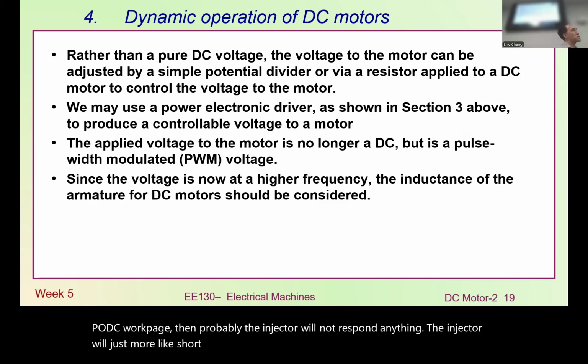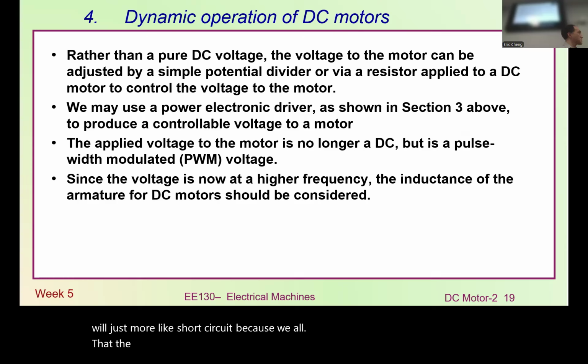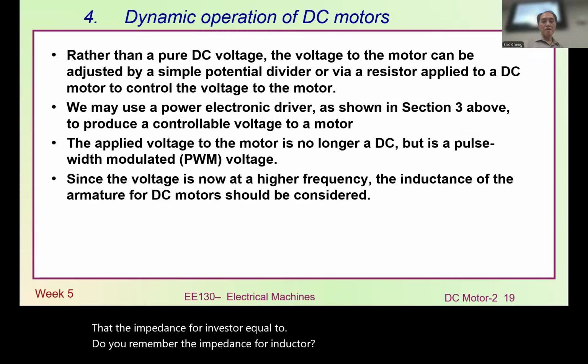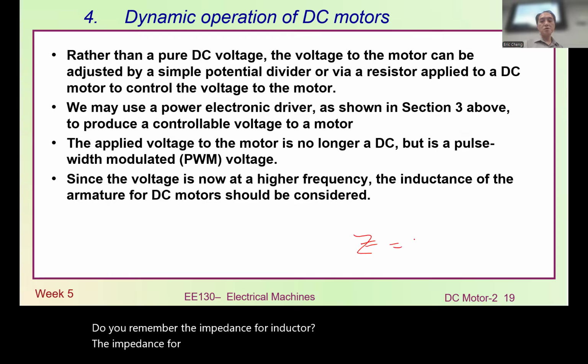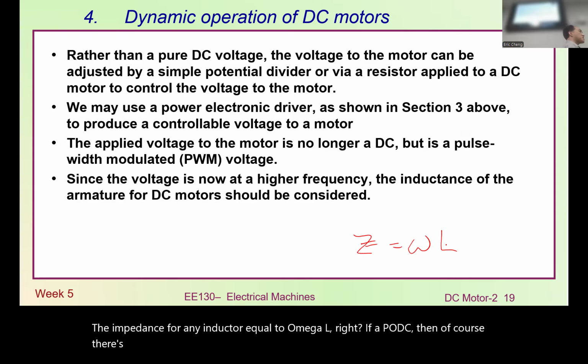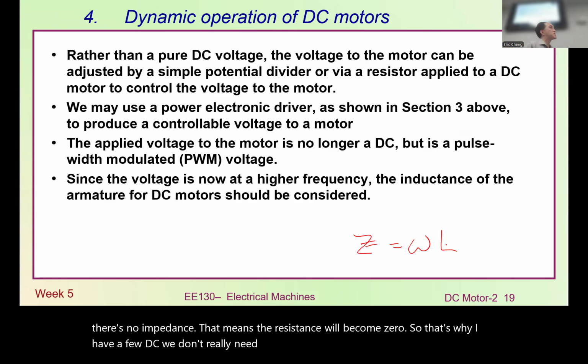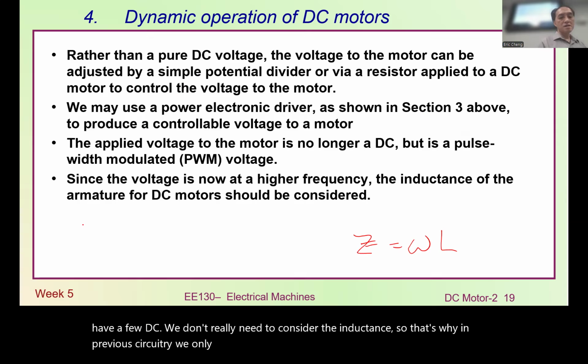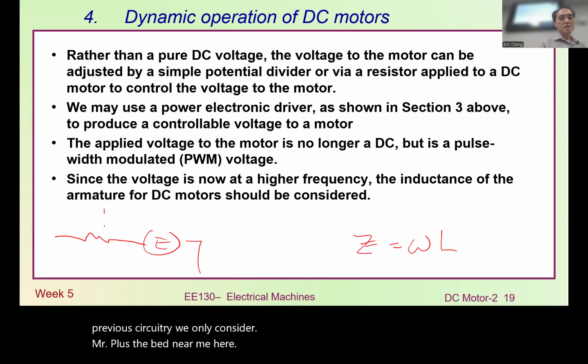Because we all know the impedance for an inductor equals, do you remember the impedance for an inductor? The impedance for any inductor equals omega L, right? If it is a pure DC, then of course there's no impedance. That means the reactance becomes 0. That's why in a pure DC, we don't really need to consider the inductance. So in the previous circuitry, we only considered the resistor RA plus the back EMF here, because we were using pure DC voltage applied to a motor.